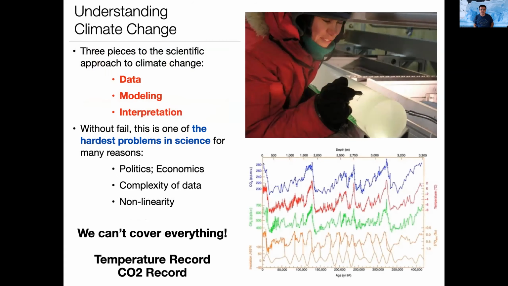So understanding climate, there's basically three parts that scientists lean on. There's the data, there's the modeling of the climate, and then there's the interpretation. And the data is what it is. It's very robust. We have many lines of data that all agree with each other. And this is really the reason scientists are very confident and in consensus, as we say, that the climate is in fact changing.